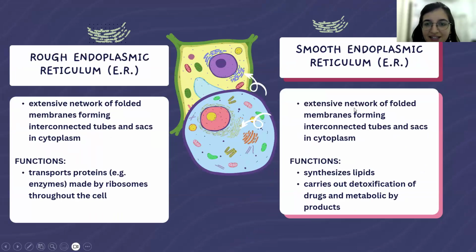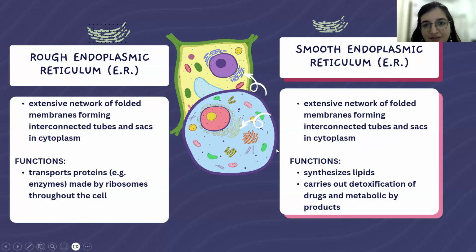So again, they're exactly the same thing, but with different functions, because one is rough, there's something else involved. You can see the dots, we'll talk about it again. And the other one is just smooth. So because of this smooth and rough, the different functions are, for the rough endoplasmic reticulum, they transport proteins made by ribosomes throughout the cell. So now you know ribosomes make proteins, and this rough endoplasmic reticulum transports those proteins throughout the cell.